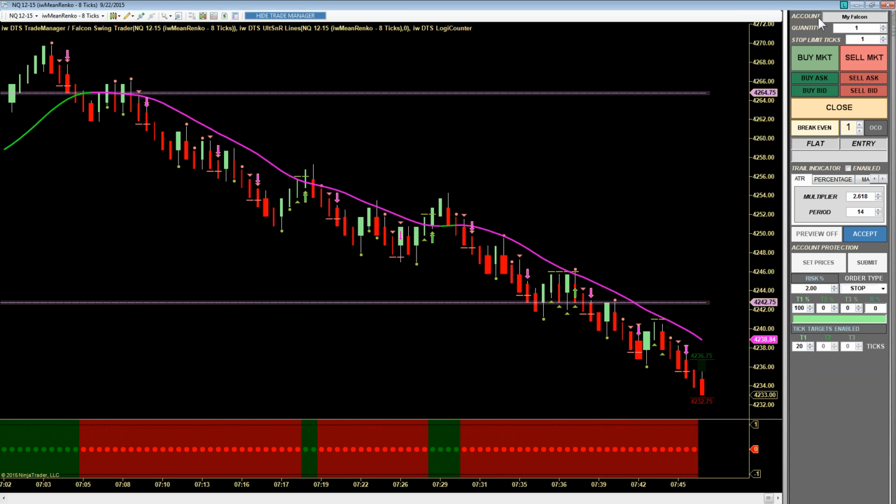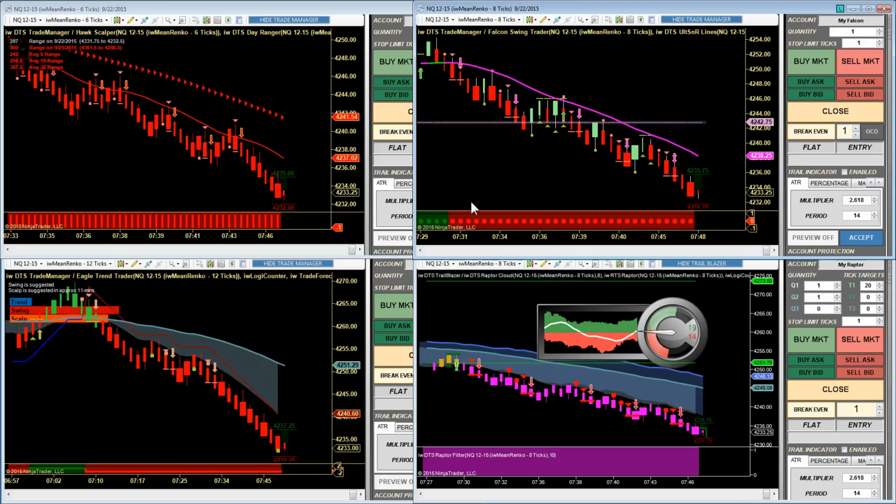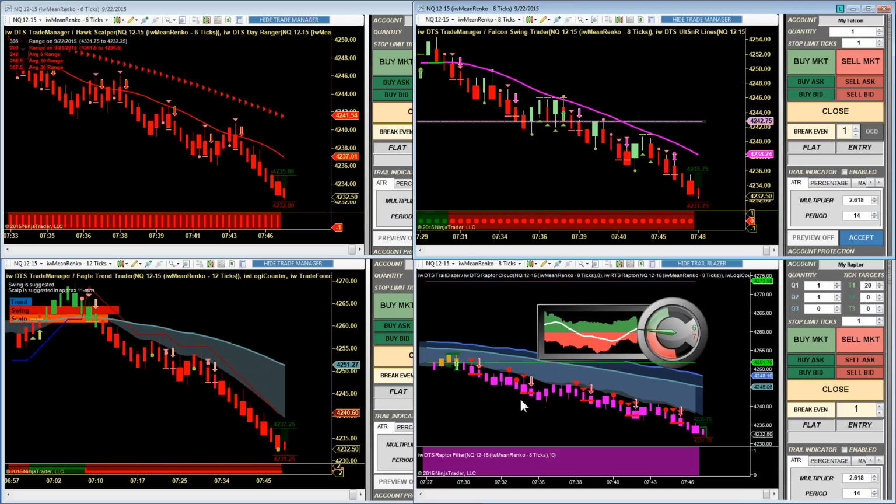For whatever reason, that's only happening on the Falcon. Probably because the Falcon is the only one printing with the default wick color. The other bars are all printing with their own wick color. But there you go, just so you know.